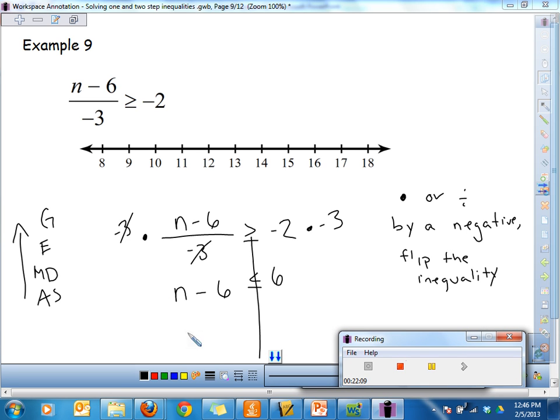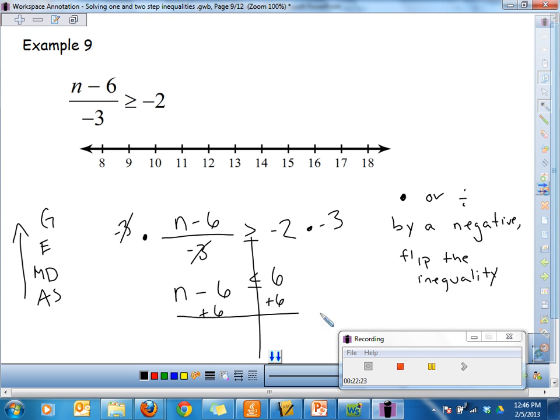Now I still got to solve for n. 6 is still being subtracted from n. So how do I undo minus 6? I add 6 to both sides. These cancel out, and I'm left with n is less than or equal to 6 plus 6, which is 12. Notice, this didn't flip the sign because this is just adding or subtracting. Those don't flip the signs. You only flip when you are multiplying by a negative or dividing by a negative. So my inequality is n is less than or equal to 12.